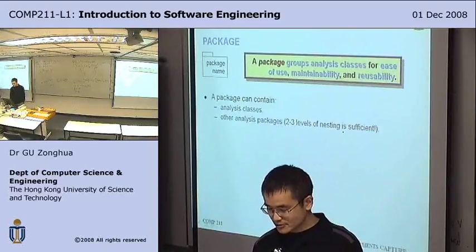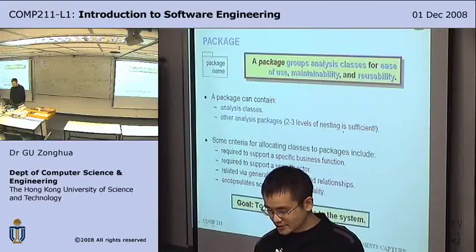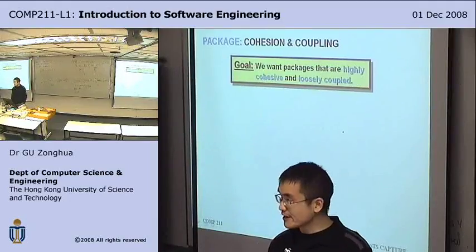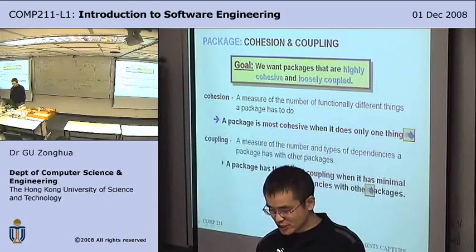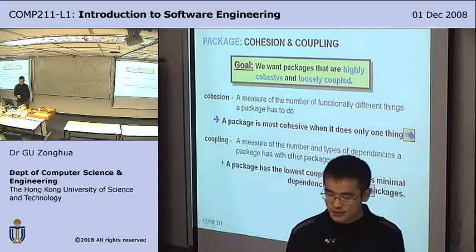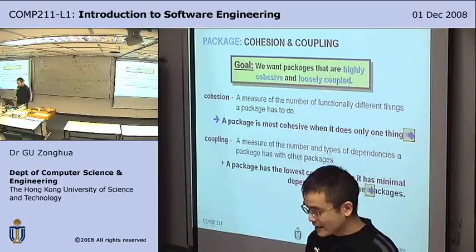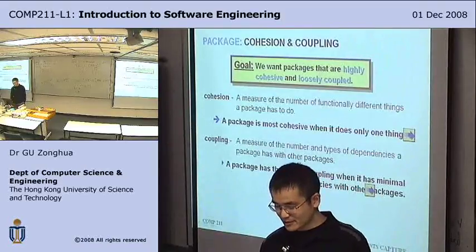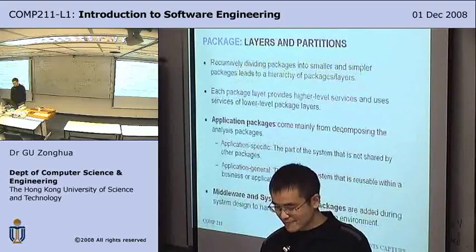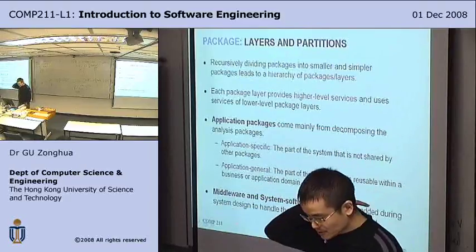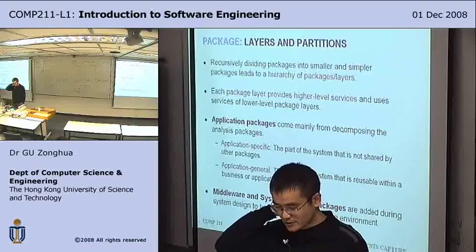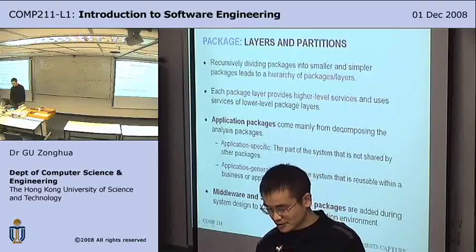So, packages, analysis packages: cohesion and coupling, we saw this many times. A package is cohesive when it does one thing, and has low coupling when it has minimal dependencies with other packages. We saw cohesion and coupling for module design and also for subsystem design in the design model. The 7 plus or minus 2 heuristic means that it should talk to 5 to 9 other things. It shouldn't talk to too many other packages.